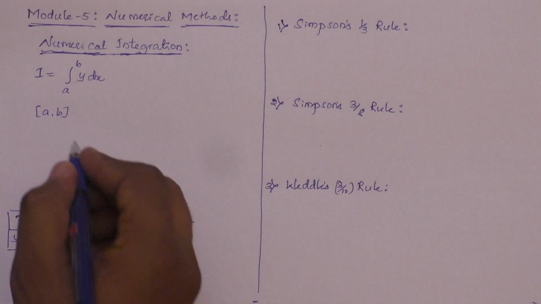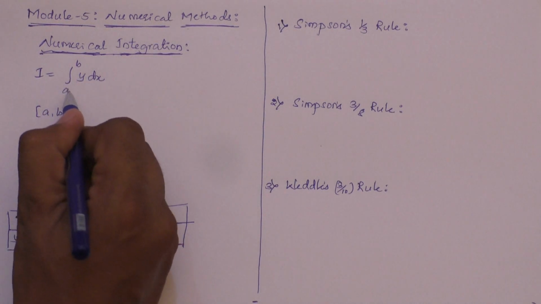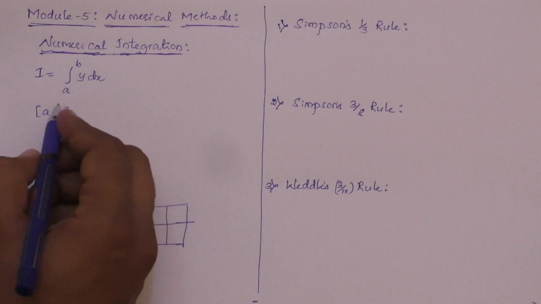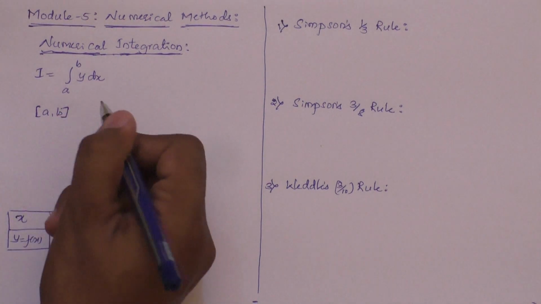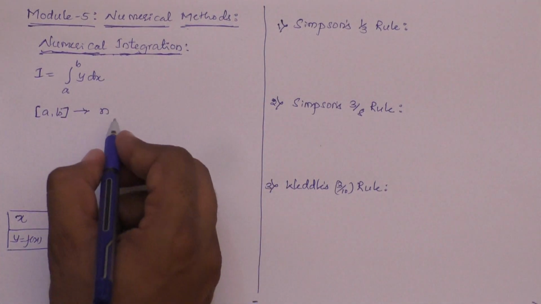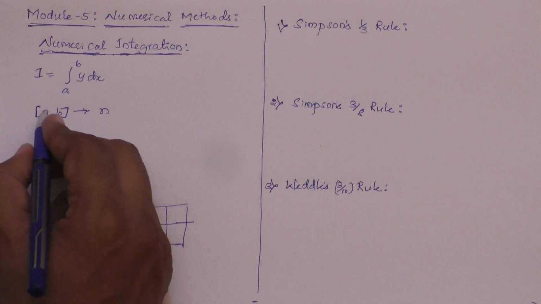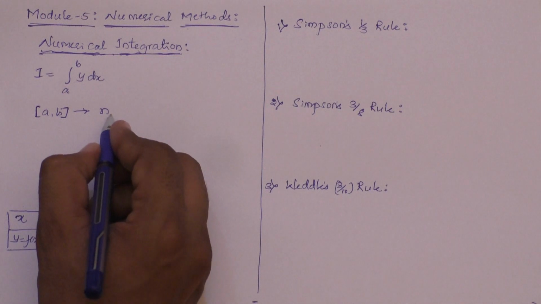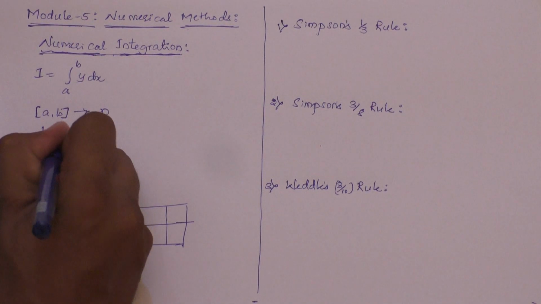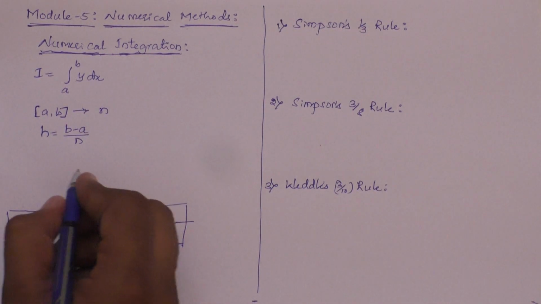So let us consider this one. I equals the definite integral of y dx from a to b. If this is the given definite integral, the interval is a to b. If the question says divide the interval into n equal parts and evaluate the integral, so we divide the interval ab into n subintervals, then we need to find h. The formula for h is (b minus a) by n. h equals (b minus a) by n.